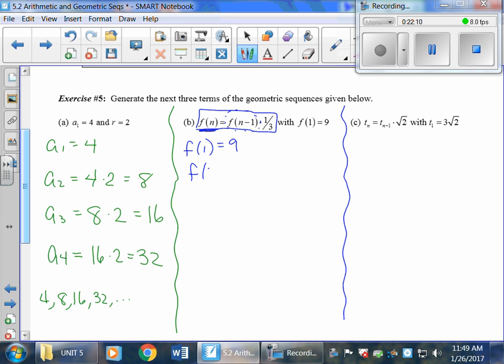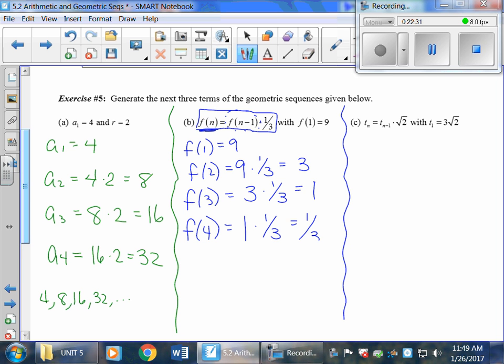So f of 2 is going to be my previous term times 1/3, which is 3. My third term is going to be my previous term times 1/3, which is 1. And my fourth term is equal to the previous term times 1/3, which is 1/3.